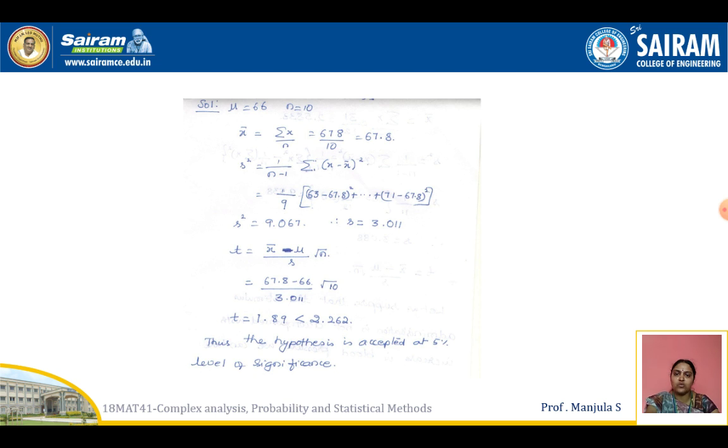Now we have the values of x bar, mu, n and also s. All these values you just substitute in the student T distribution formula, that is T equals x bar minus mu divided by s, into square root of n. On substitution we get the T value as 1.89, but the standard value given is 2.262. Thus the hypothesis is accepted because the obtained value is less than the standard value. So we are accepting the hypothesis at 5% level of significance.